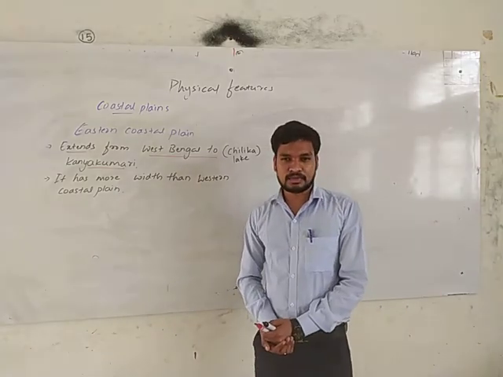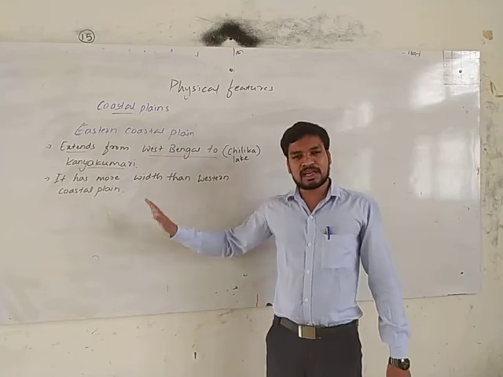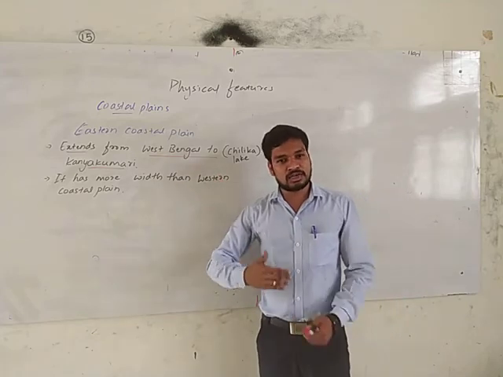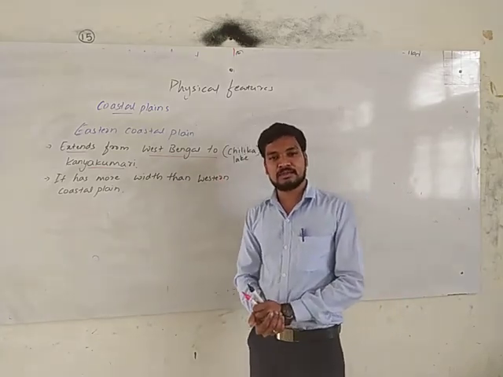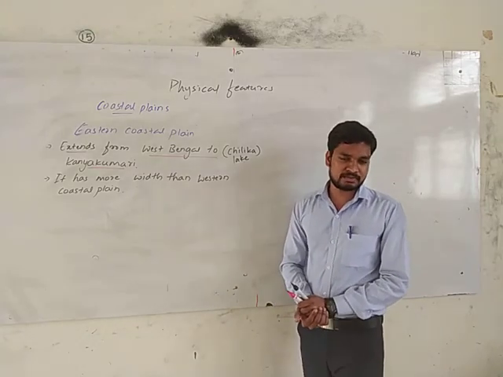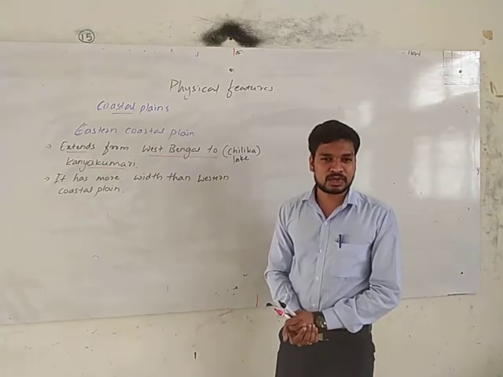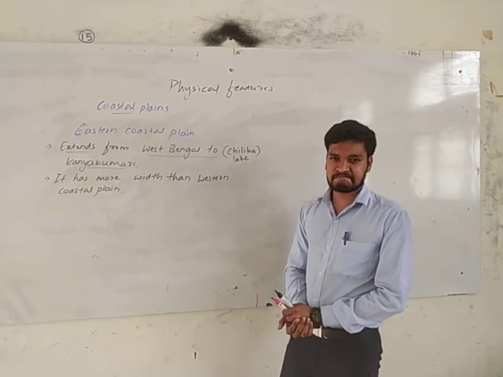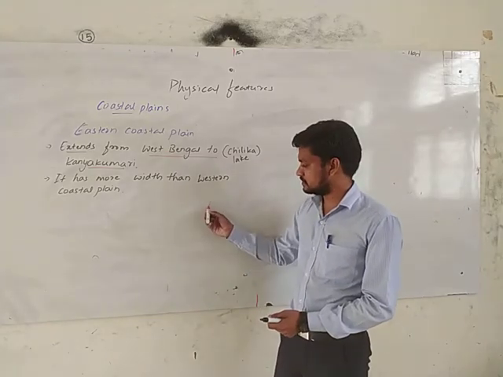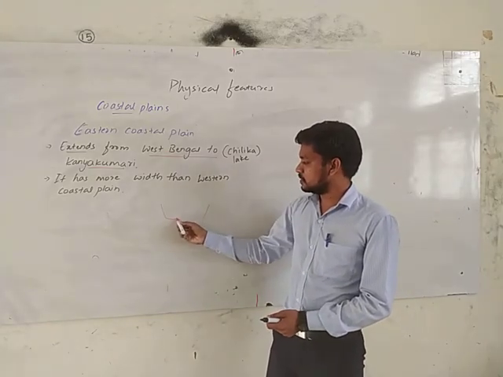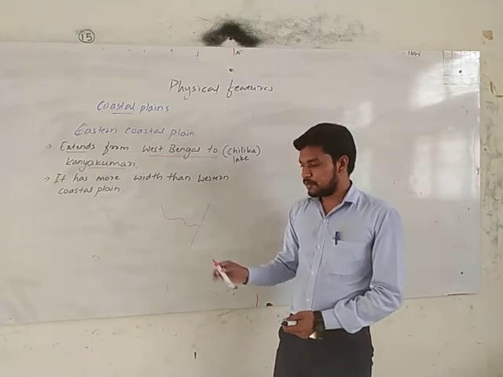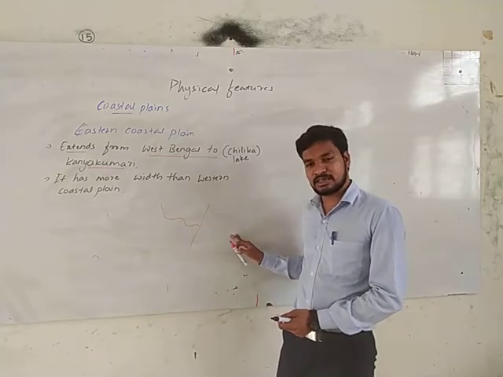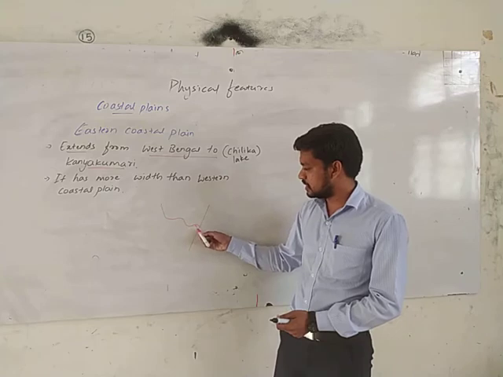The river, before discharging its water into the sea or ocean, creates one landform. What is that landform? Physical features, relief features. In 7th class we discussed. So here, suppose it's a river. Before it discharges water into the sea or ocean, it creates a delta.